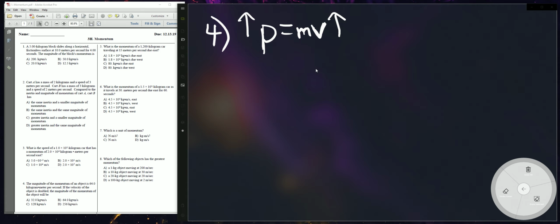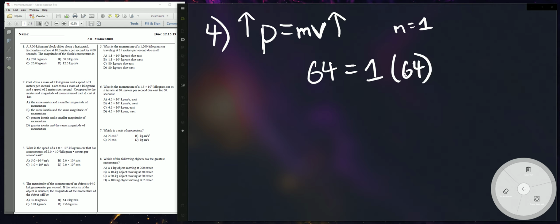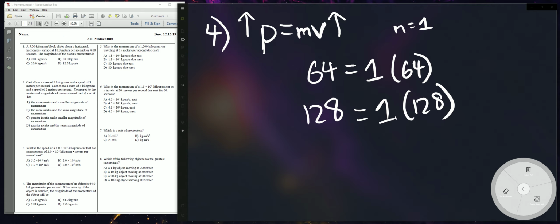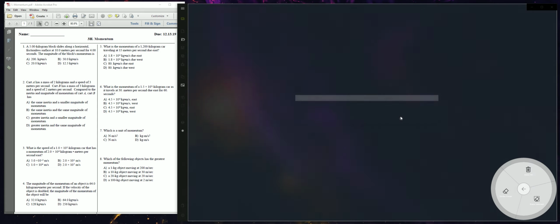And if you don't believe me, plug in a number. If your momentum is 64 and your mass is 1, and your speed is 64, then if your velocity doubled, your velocity became 128, and your momentum must also be 128. And so the answer is C.